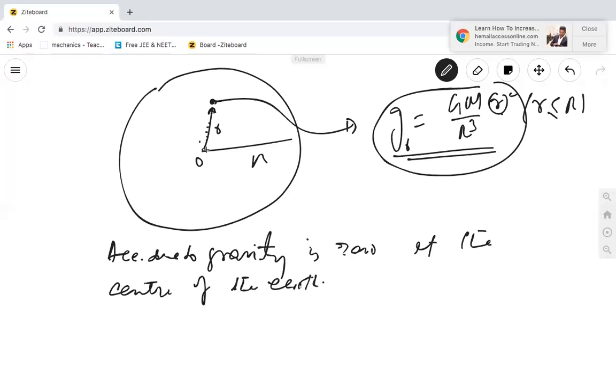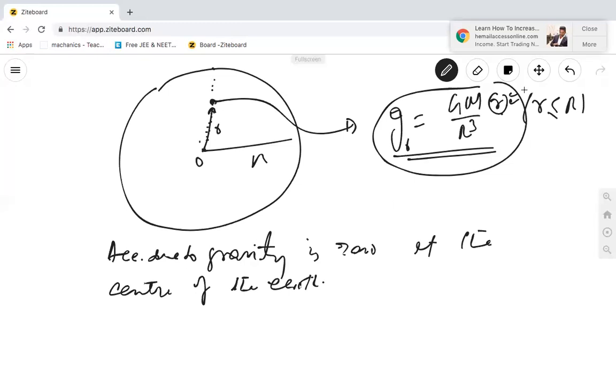And from the center, if you go away towards the surface, what happens to this acceleration due to gravity, according to this formula? It increases. It increases linearly, because g_r and r form a linear equation. So acceleration due to gravity increases linearly up to the surface, and from the surface onwards, it decreases, as 1 by r square.